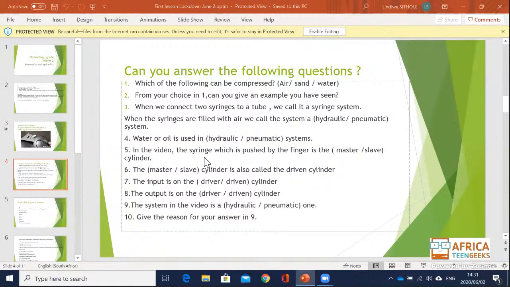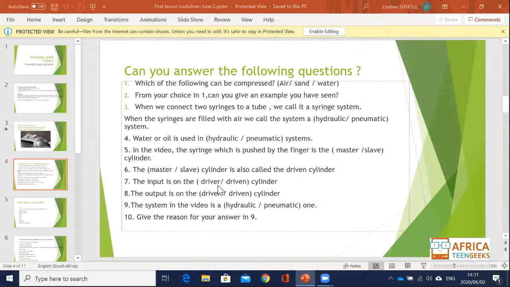In the video, the syringe that is pushed by the finger is called the master cylinder. The master or slave cylinder is also called the driven cylinder. The correct answer there is the slave cylinder. The slave cylinder is also called the driven cylinder.